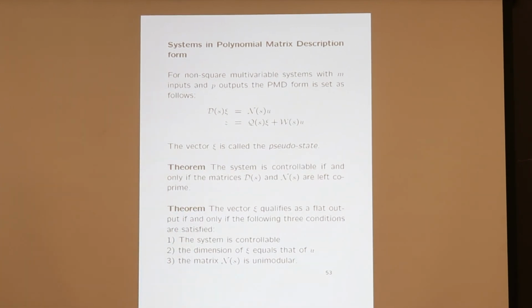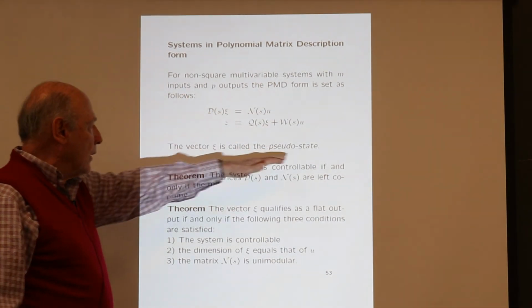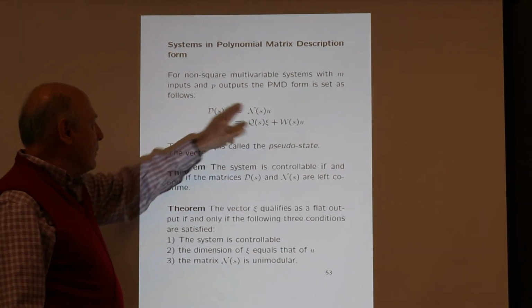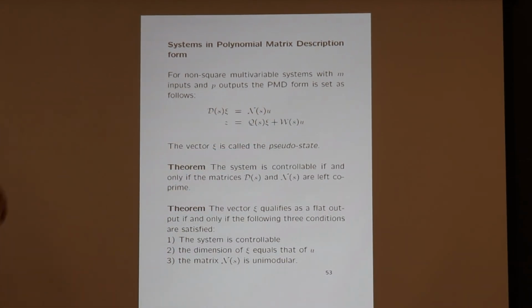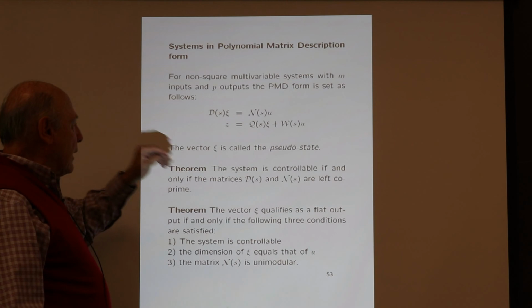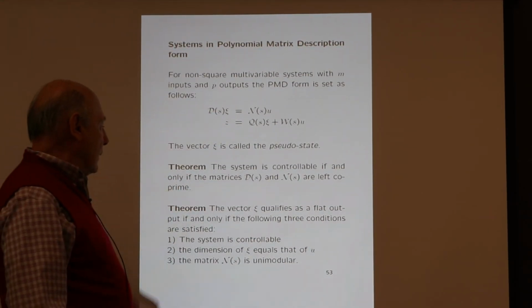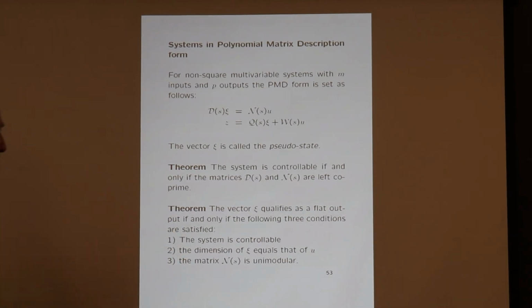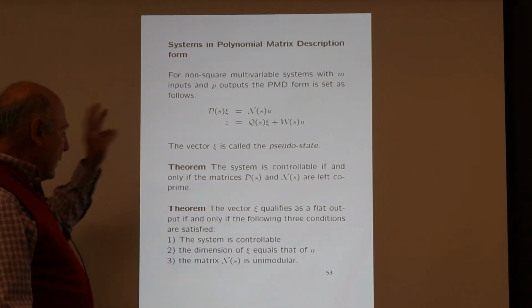So that sort of says that the controllability of the whole system is ascribed to this input to pseudo-state representation. So D and N have to be left coprime. In that case, it would be natural to see if this intermediate variable can qualify as the flat output, because it's an endogenous variable, it's inside the system. And so the vector qualifies as a flat output if and only if three conditions are given.